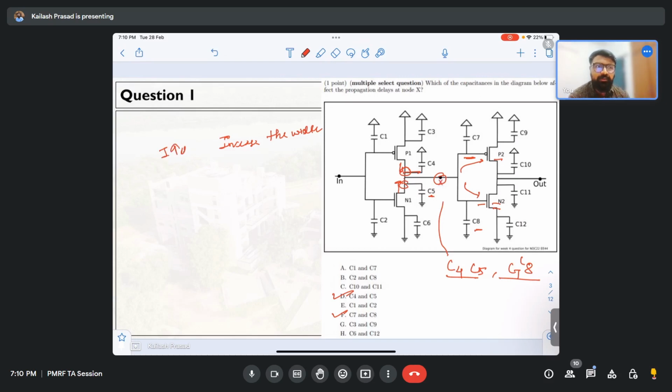Now the second point which we discussed in the last class was, you have to decrease the width of the transistor. So the first argument is to increase the width of the transistor.